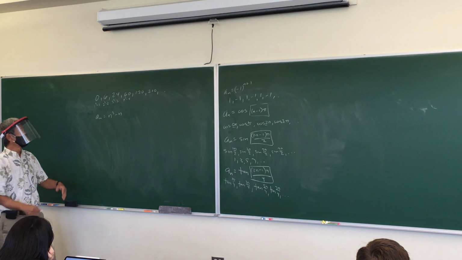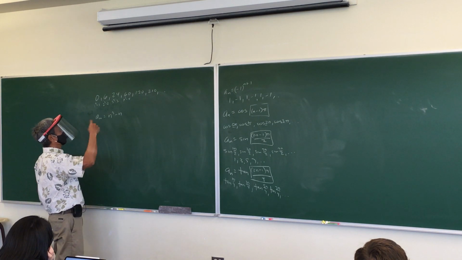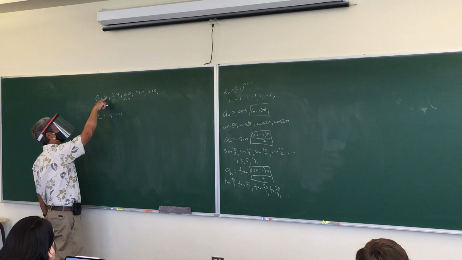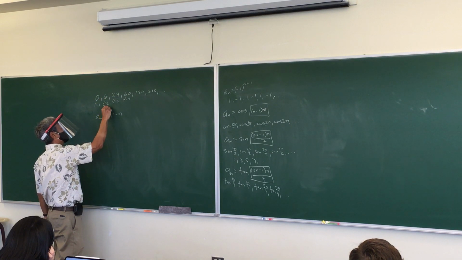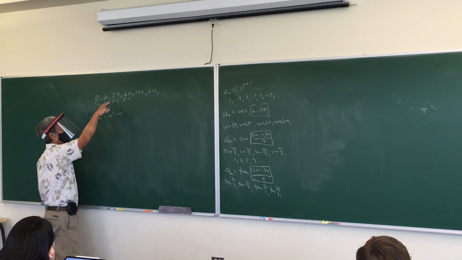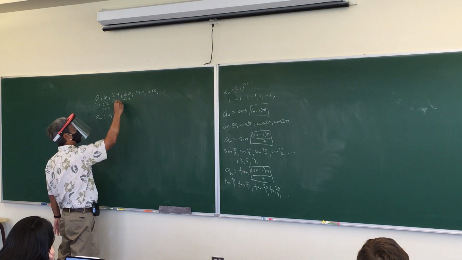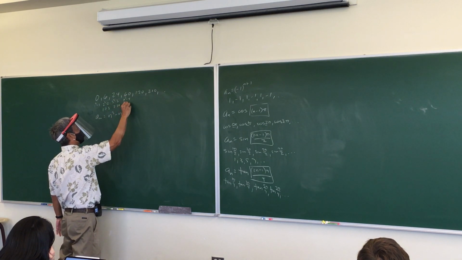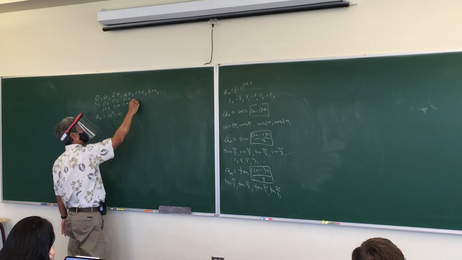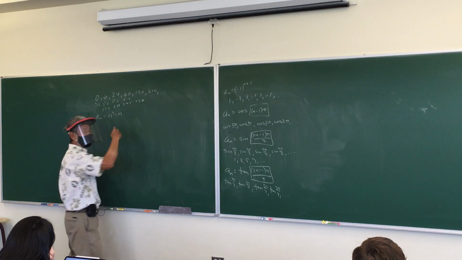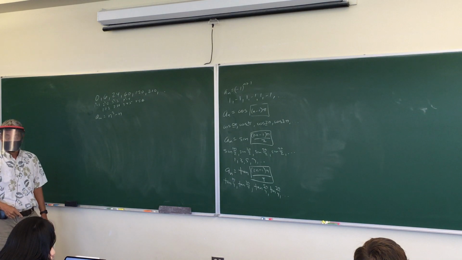Or, another way you could have done this is, hey, 6. Isn't that 1 times 2 times 3? 24 is 2 times 3 times 4. What is 60? Isn't that 3 times 4 times 5? What about 120? Is that 4 times 5 times 6? Is there a pattern to this, or are these just random numbers?